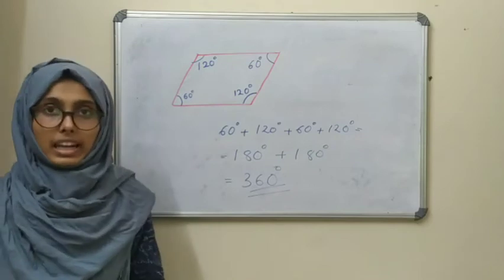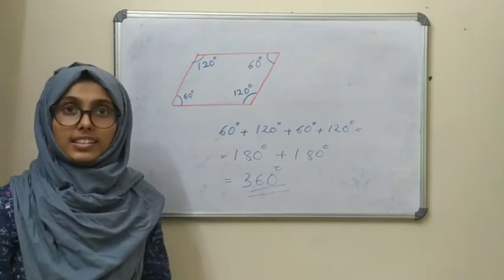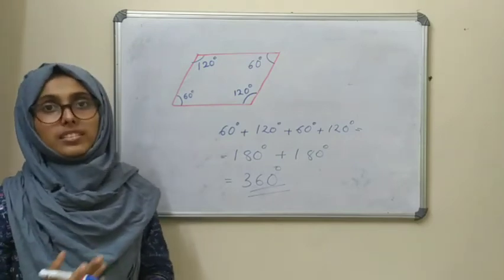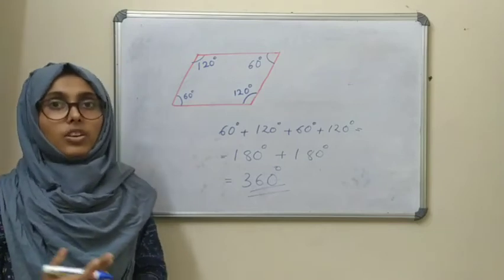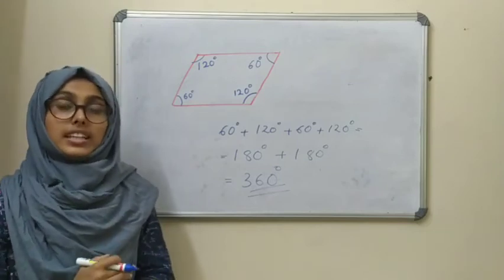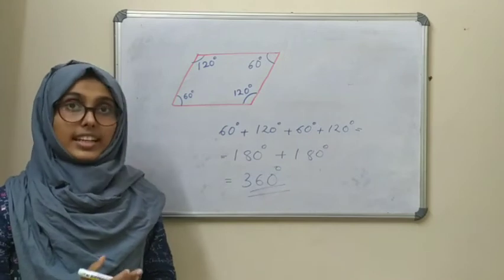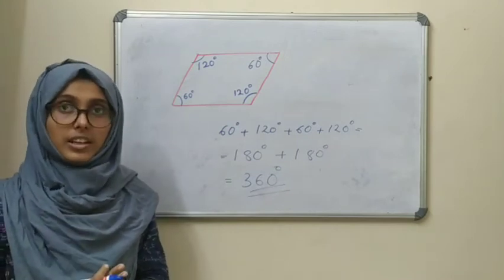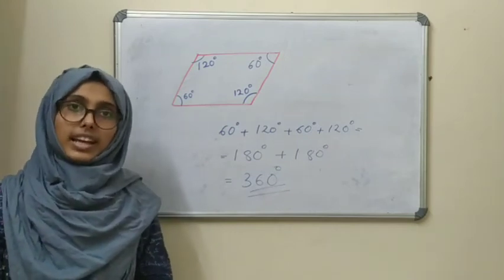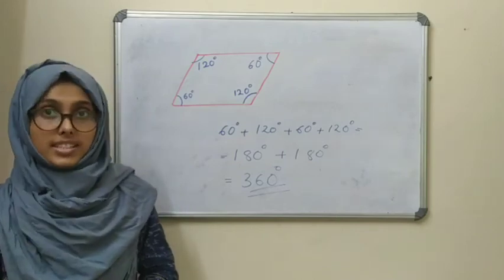So in any parallelogram, the sum of the angles inside will be 360 degrees. Not only in the case of a parallelogram, but in every quadrilateral, that is, the four-sided figures, the sum of the angles inside will be 360 degrees.